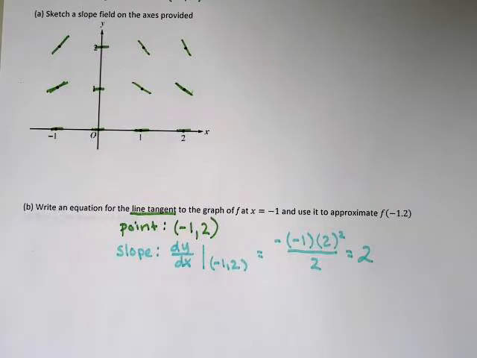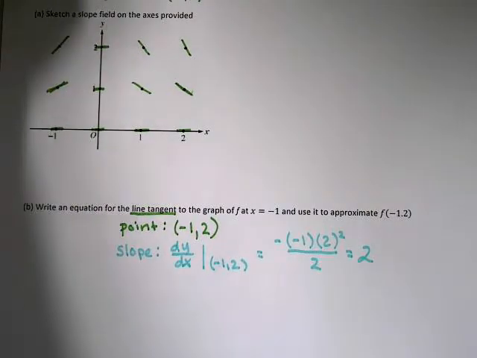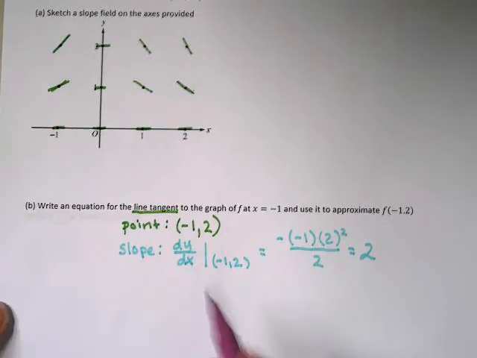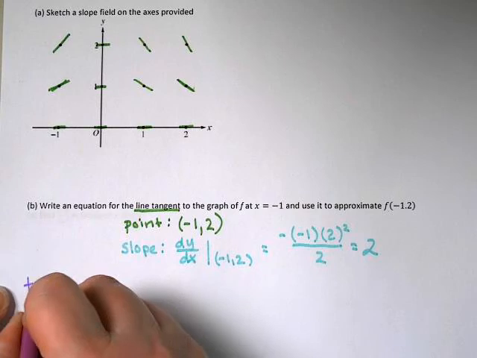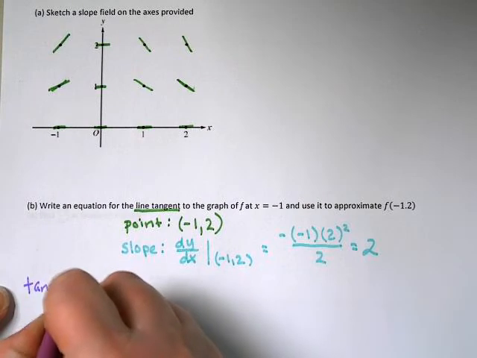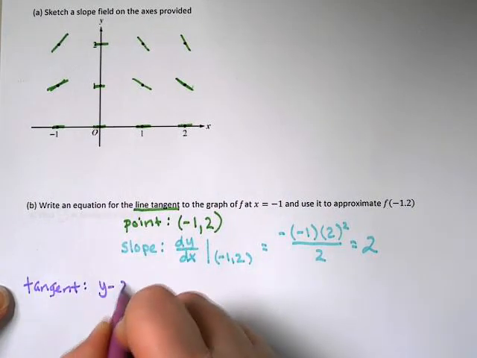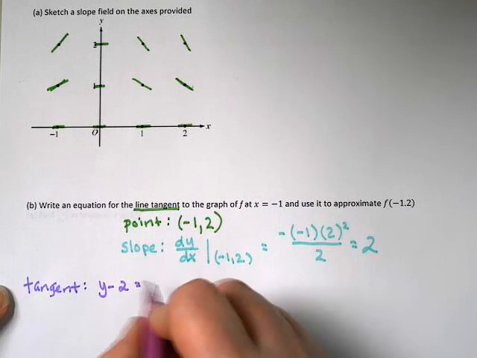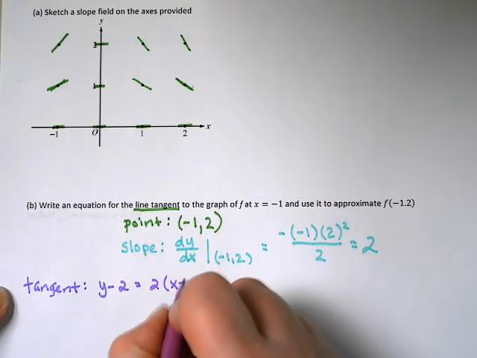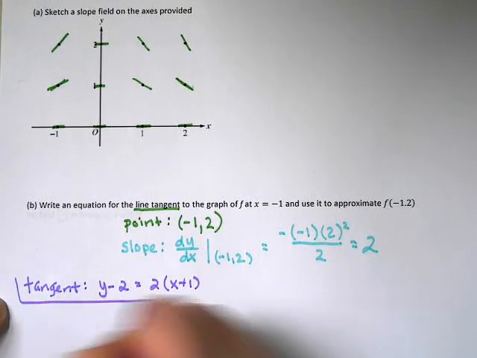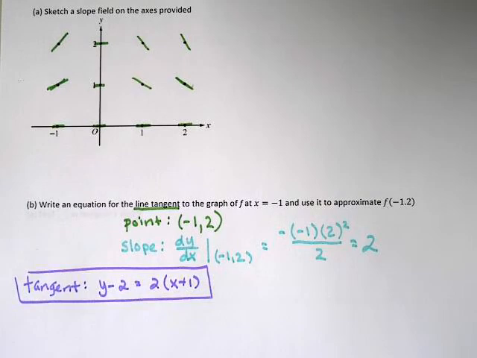So if we're going to write the equation of the tangent line then, we can use point-slope form because that's the easiest. We're going to have y minus 2 equals 2 times (x plus 1). And there's the equation of our tangent line.